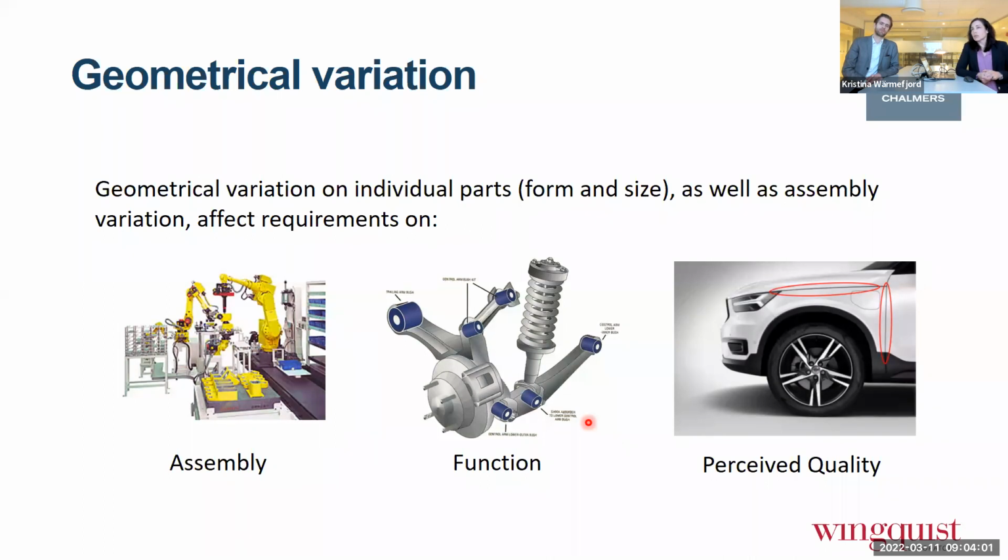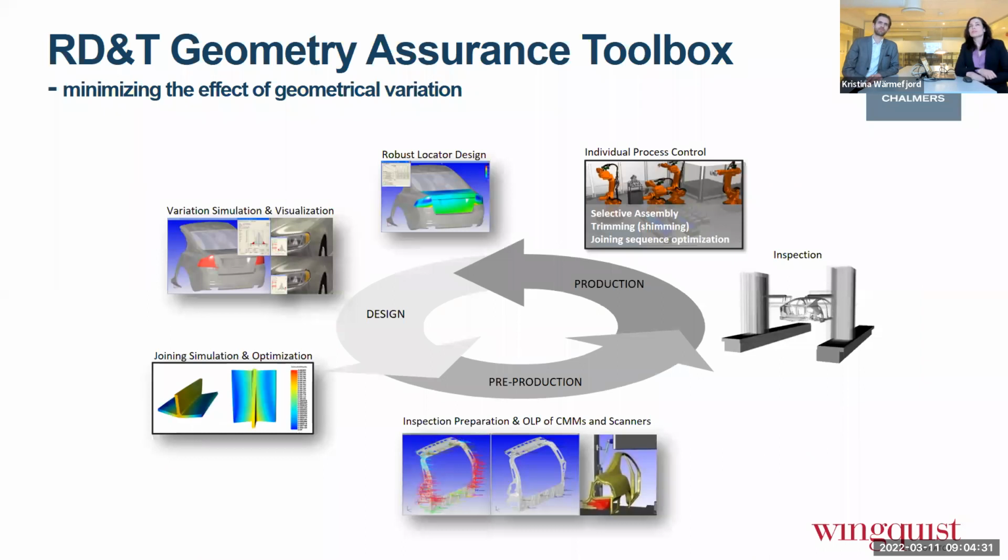It can be assembly requirements, so we cannot put the parts together, they do not fit. Maybe they fit, but they do not function as intended. Or it can be perceived quality requirements that are not fulfilled. And that is the way the parts look together, the product looks together. So you can see here some split lines. So that is especially important perhaps in the automotive industry. You really want nice split lines and so on. So this is the background, the problem.